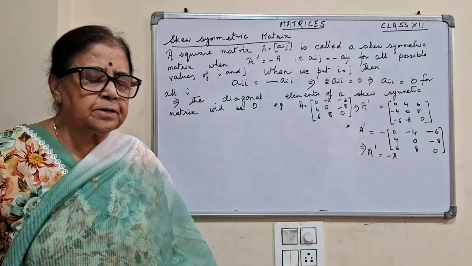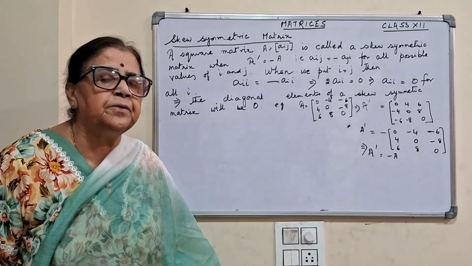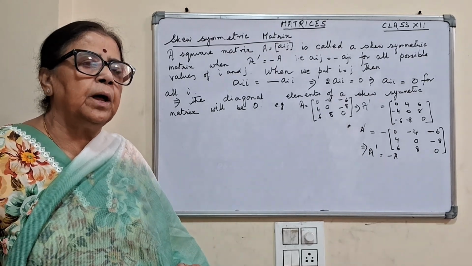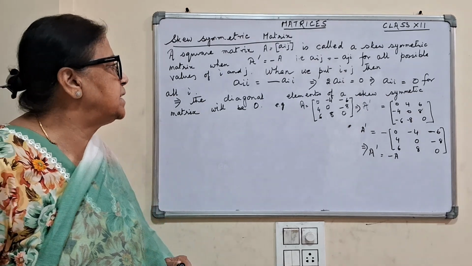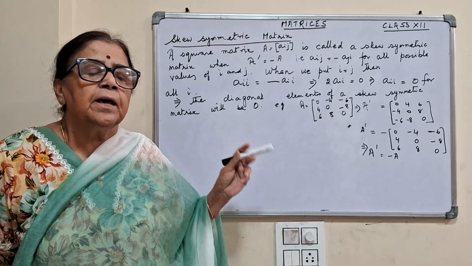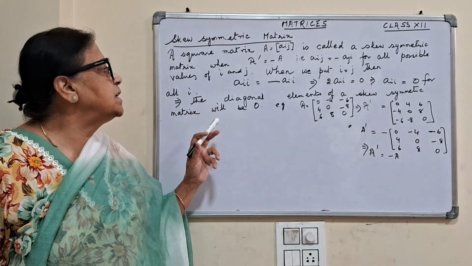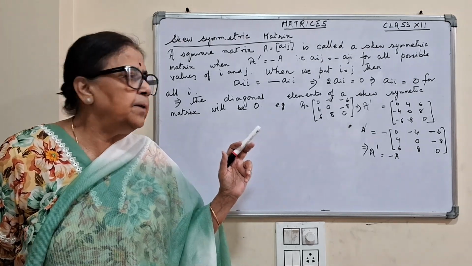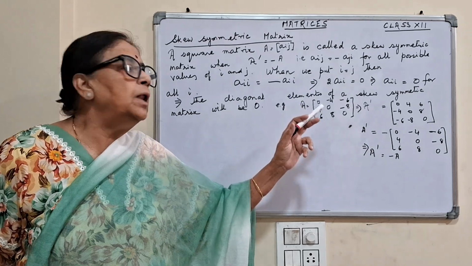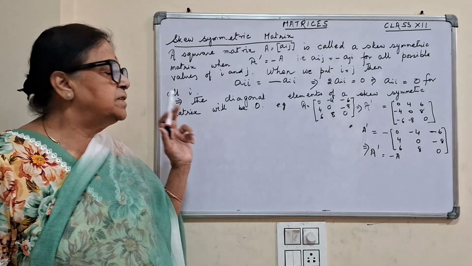Skew symmetric matrix. A square matrix A equal to [aij] is called a skew symmetric matrix when A dash, that is A transpose, is equal to minus A. That is, aij is equal to minus aji for all possible i and j.